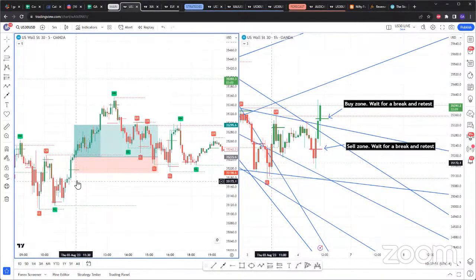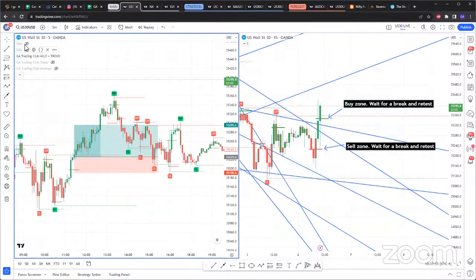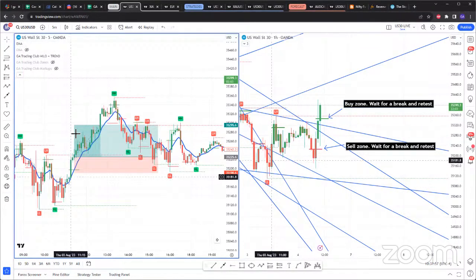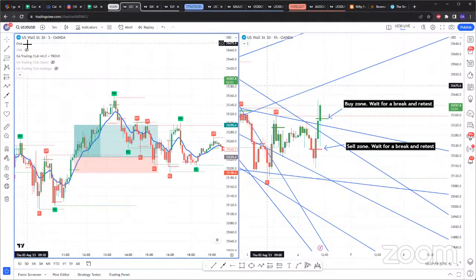What color are the candles? They are green. So this means that price is above the 9 EMA. If I turn on the 9 EMA, there you go. You'll see that price is above the 9 EMA.